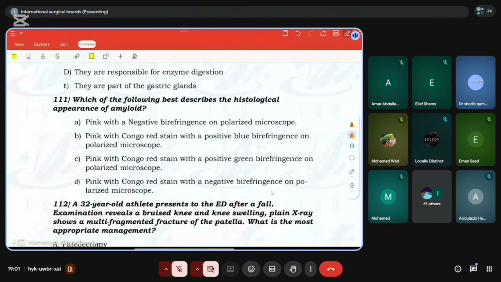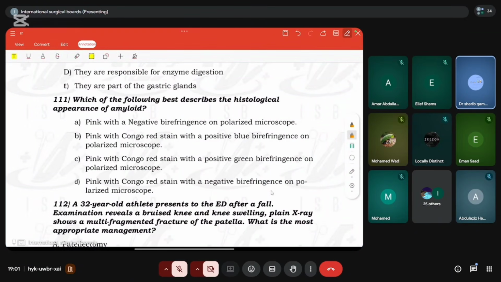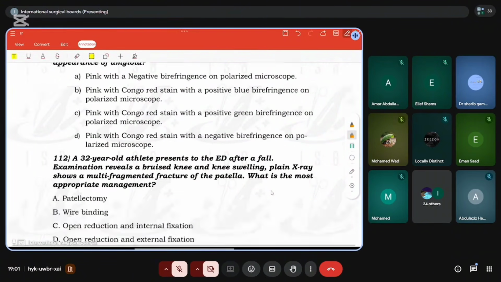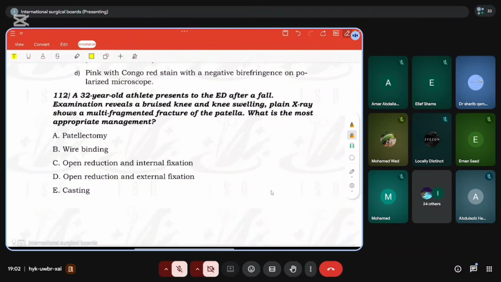And if you put gross sulfur staining, it will look brown. So grossly brown. Light microscopy, pink. Polarized microscopy, apple green. Okay, let's see this question, then we have a break.